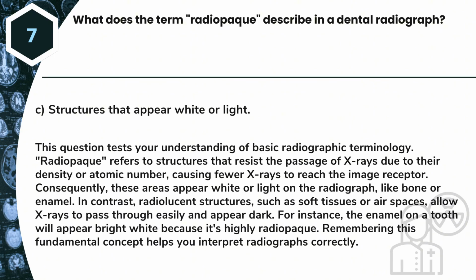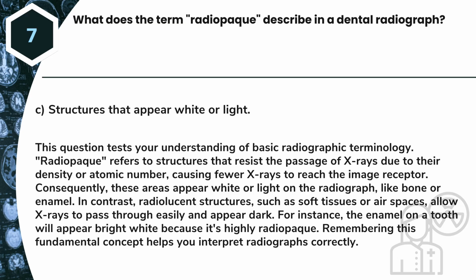Answer: C. Structures that appear white or light. This question tests your understanding of basic radiographic terminology. Radiopaque refers to structures that resist the passage of X-rays due to their density or atomic number, causing fewer X-rays to reach the image receptor. Consequently, these areas appear white or light on the radiograph, like bone or enamel.